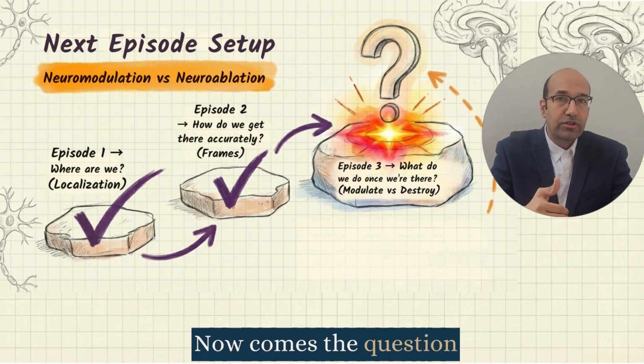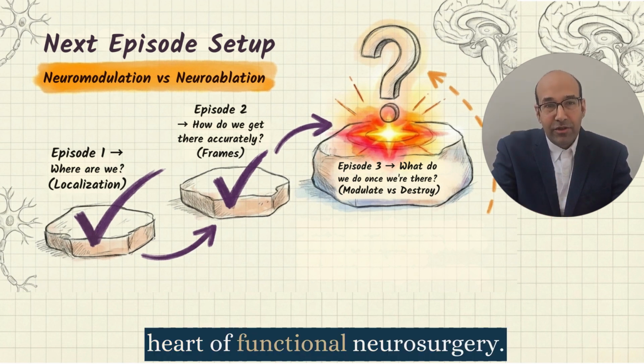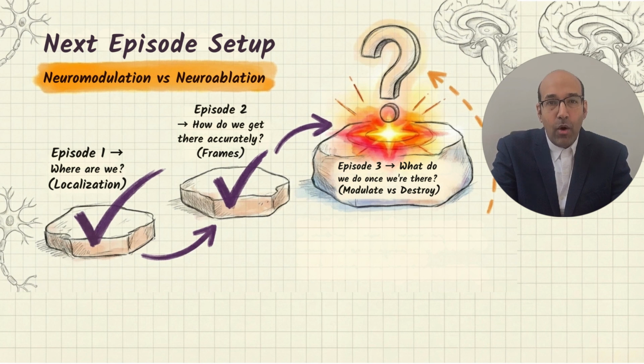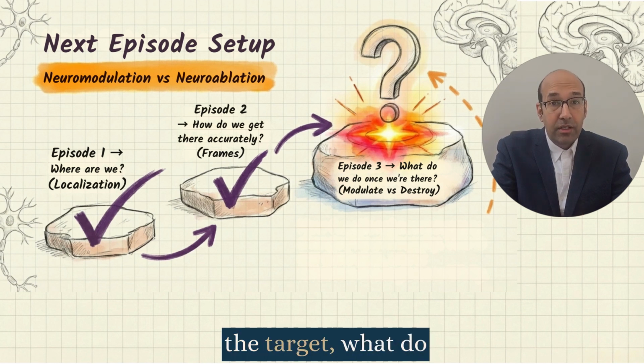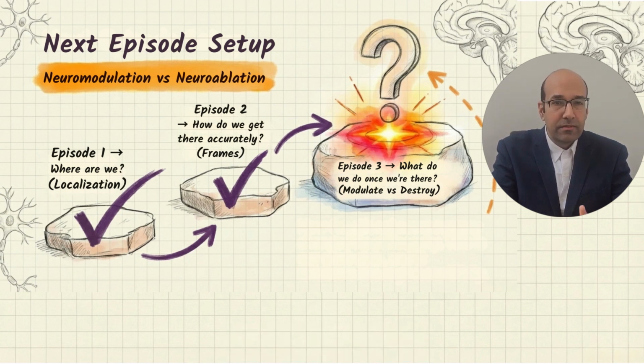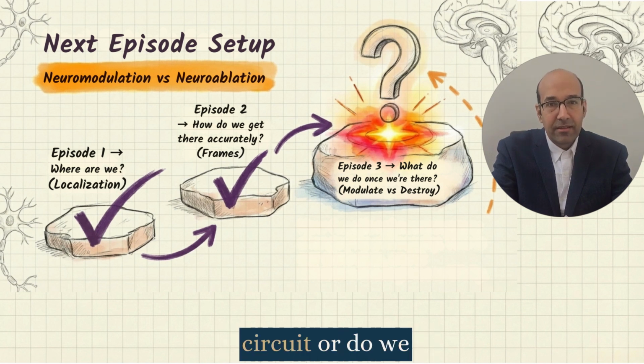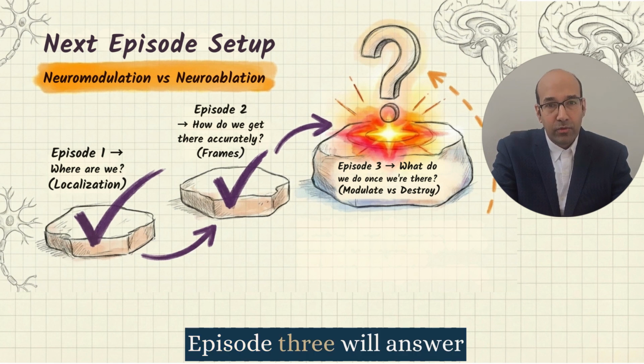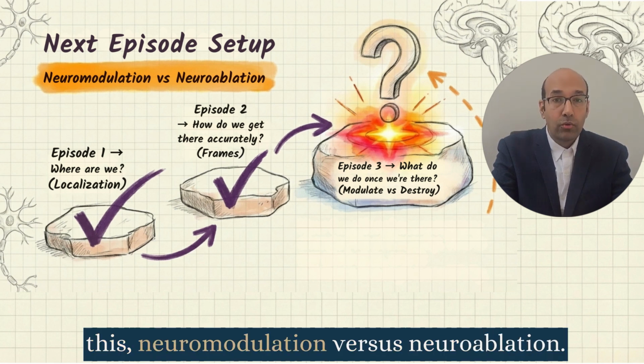Now comes the question that gets to the heart of functional neurosurgery. Once we arrive at the target, what do we actually do? Do we modulate the circuit or do we destroy it? Episode 3 will answer this, neuromodulation versus neuroablation.